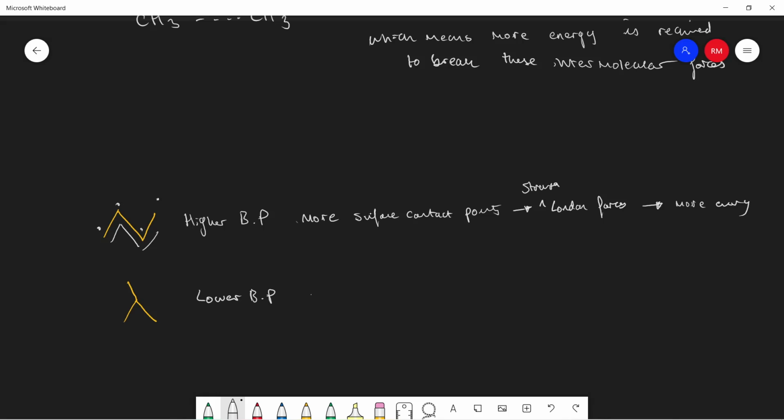And here there's less surface contact points, which means it essentially forms weaker interactions. Each force has the same strength, but there's more induced dipole-dipole interactions happening, so in a sense it is a stronger force, which means it requires more energy. And because this one requires less energy, it's going to have a lower boiling point. So sorry for the rushed video here, but hopefully this will make sense.